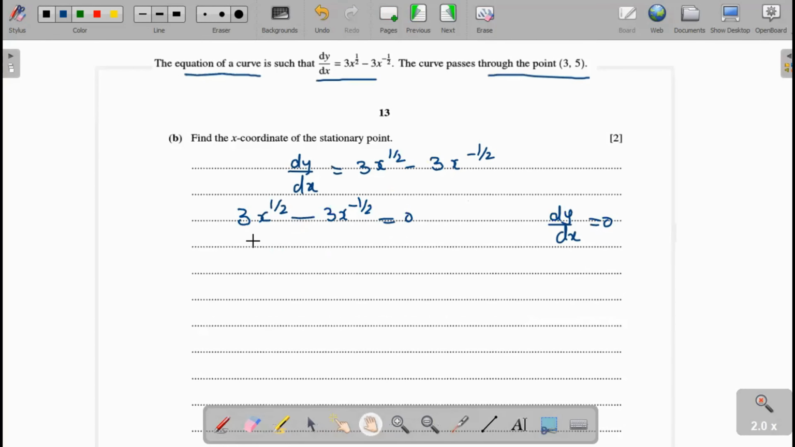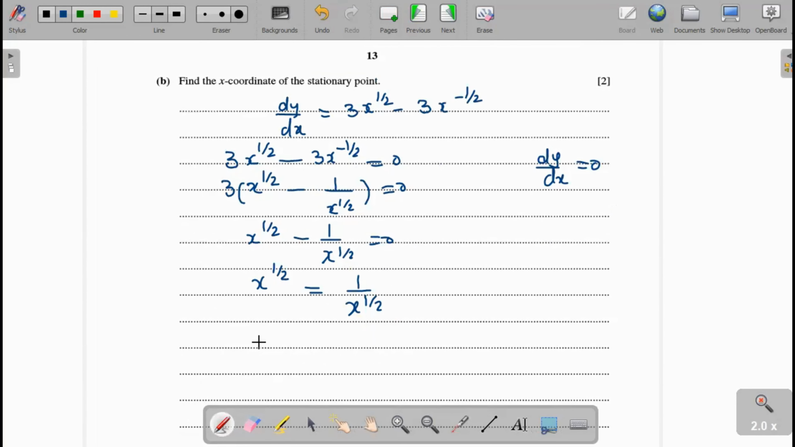Now we can write it with 3 taken as a common factor. That value is x power 1 over 2 minus 1 over x power 1 over 2 equal to 0. Now we can write x power 1 over 2 equal to 1 over x power 1 over 2. Now we cross multiply, that value becomes x equal to 1, which is the answer.